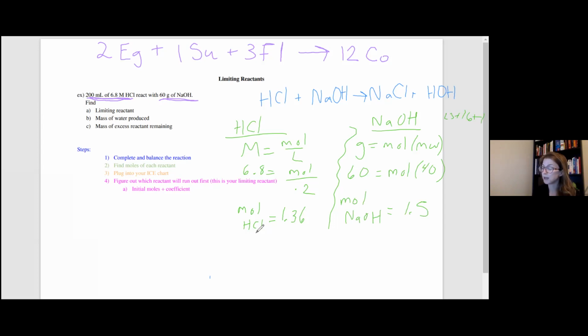Cool, so I have my balanced reaction. I have my moles of each. I need to scroll and give myself a little more space. My next step though is going to be plugging into an ice chart. So give me a second here.